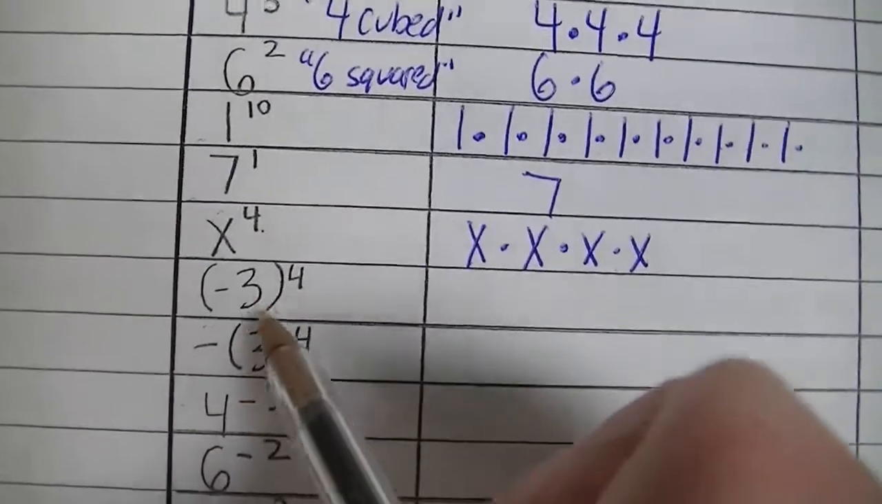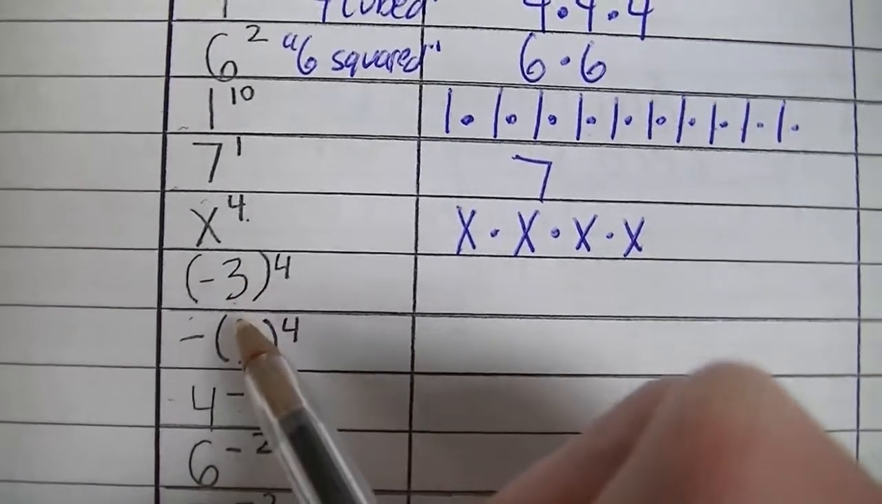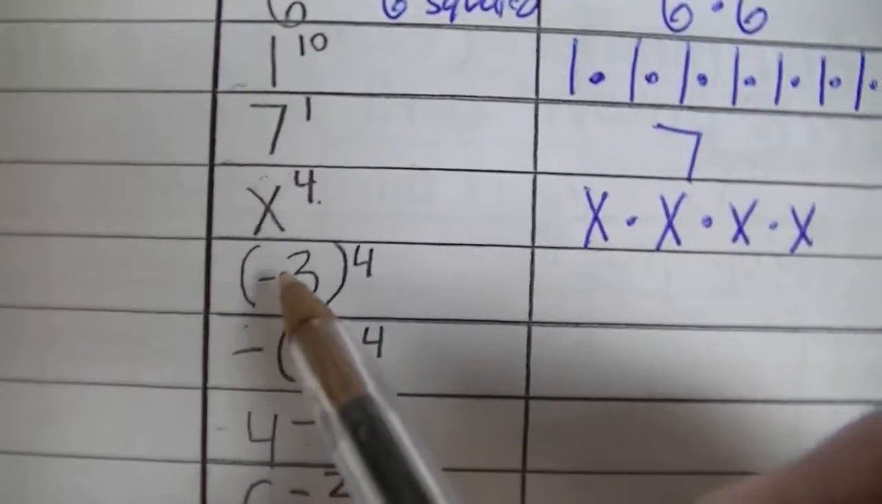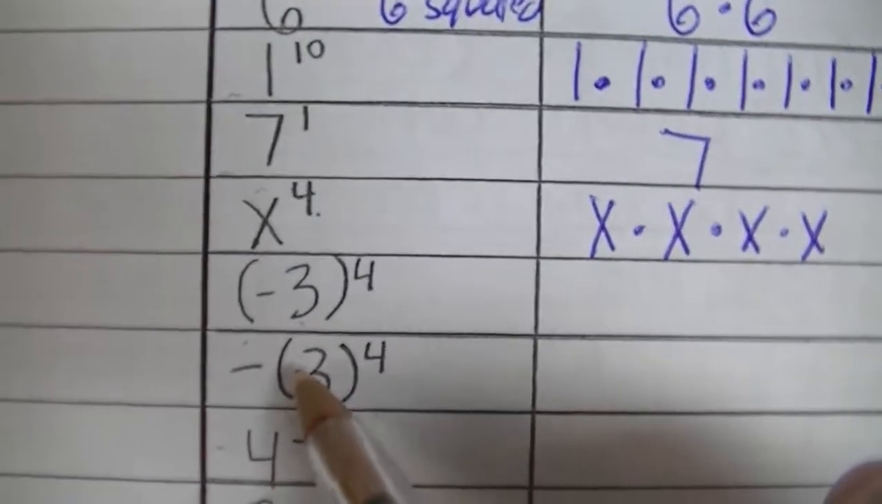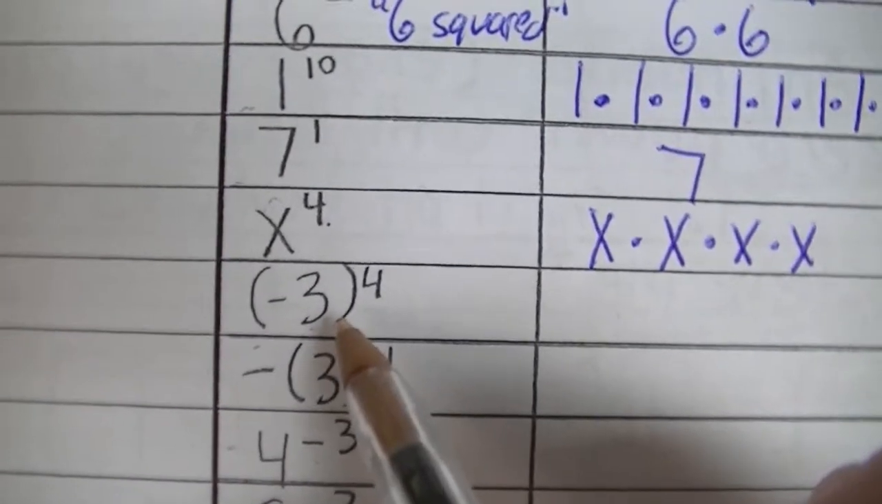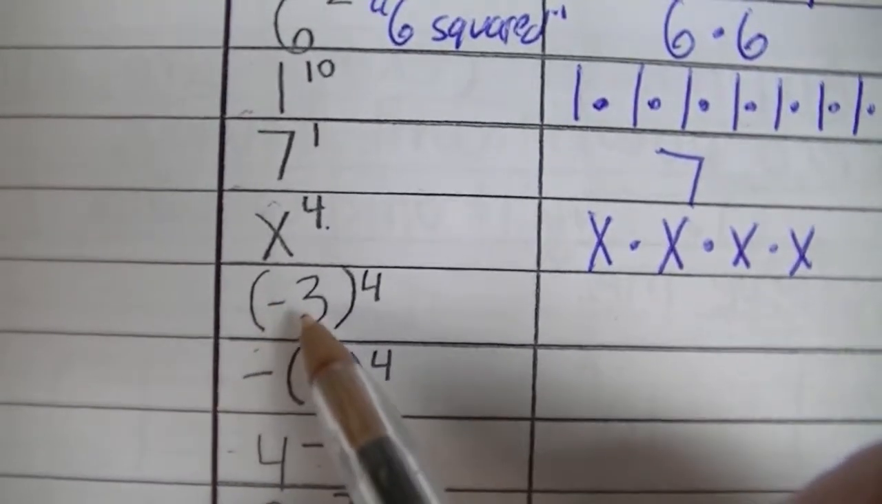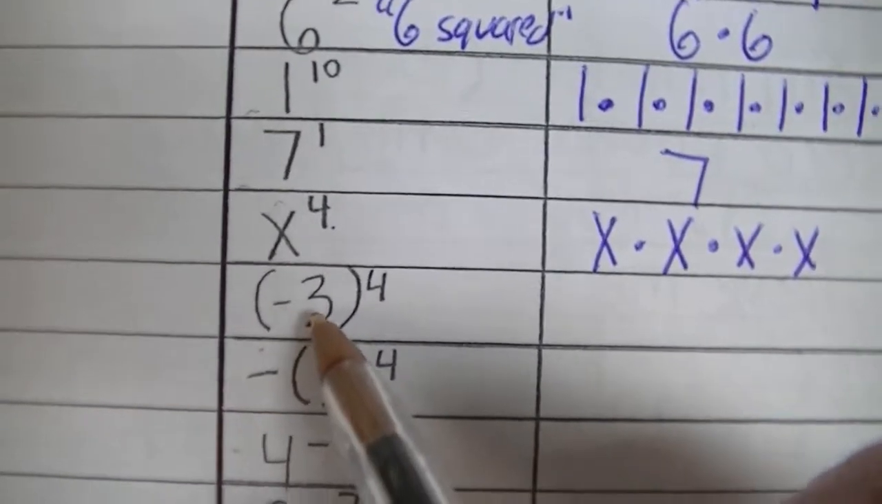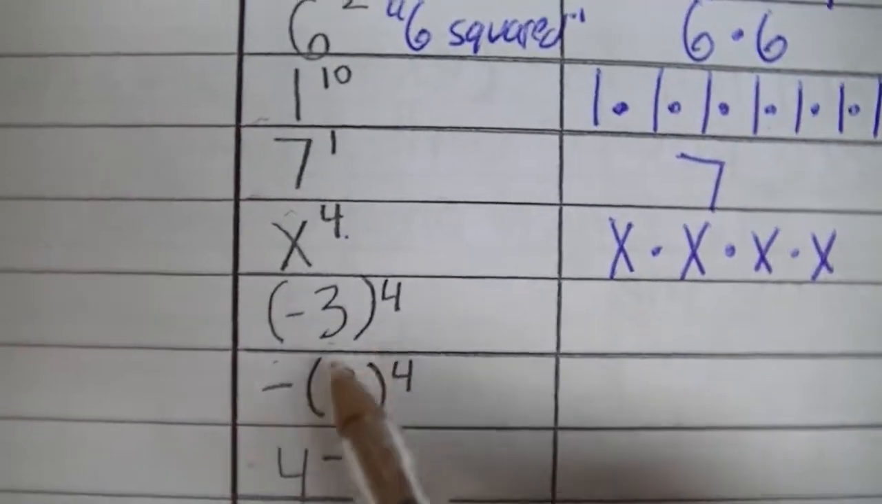All right, the next two look like they are exactly the same, but you'll see that the difference is where the negative is placed, okay? So when you see a situation like that, you're going to take a second and critically think about what is being displayed by that, all right? I'm going to show you both.